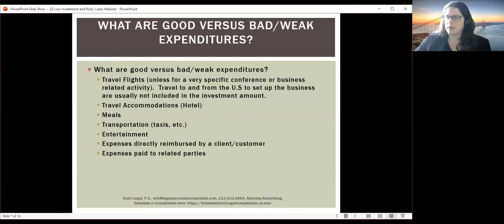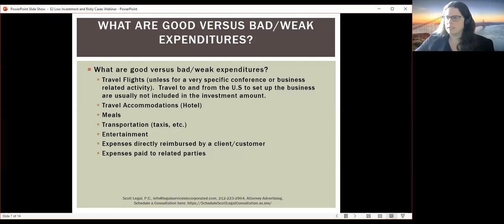Let's talk about some investments that should never be included. Part of the reason we say this is that consulates on their own websites will even have statements where they say, do not include airplane tickets, do not include travel expenses, do not include meals. Even though you could potentially argue, well, I had to visit the US and I had to visit a client. These are not good expenditures, and including them will actually weaken your case. So better to have a slightly lower expenditure amount as opposed to including these weak expenditures.